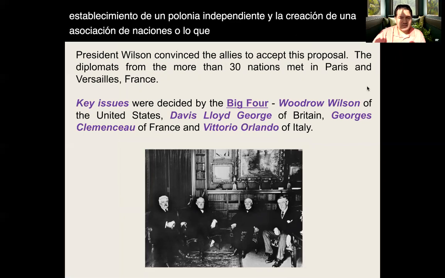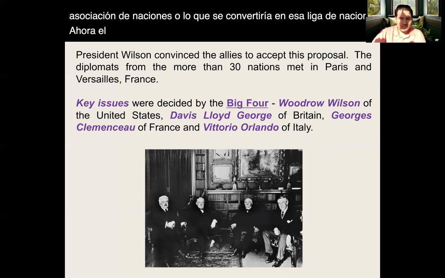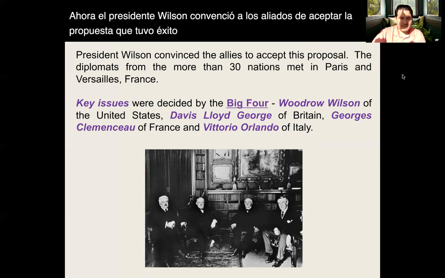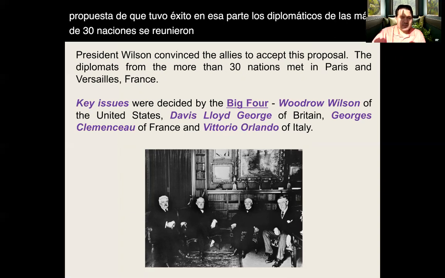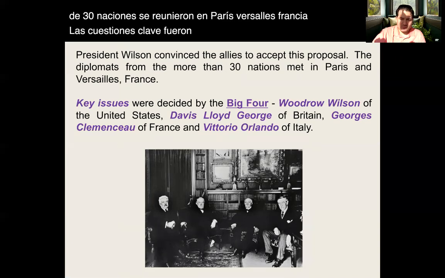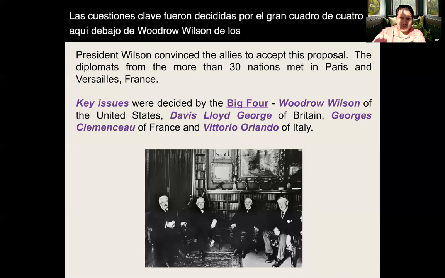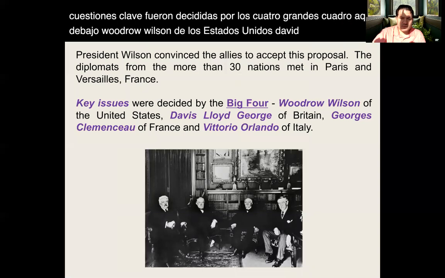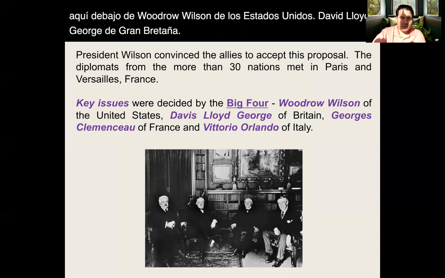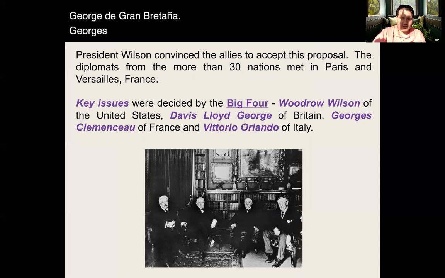Now, President Wilson convinced the Allies to accept the proposal. He was successful in that part. The diplomats from more than 30 nations met in Paris, Versailles, France. Key issues were decided by the Big Four, pictured here below: Woodrow Wilson of the United States, David Lloyd George of Britain, Georges Clemenceau of France, and Vittorio Orlando of Italy.